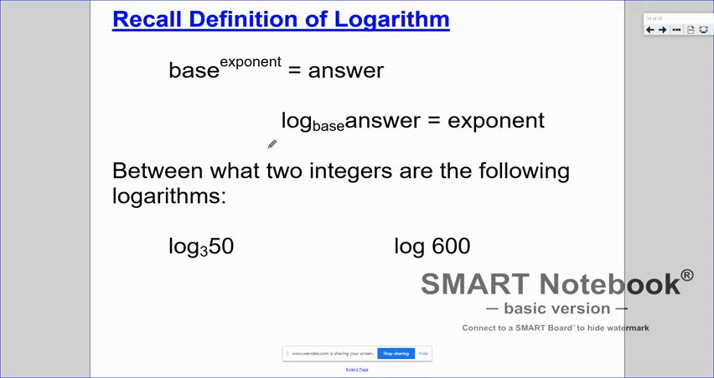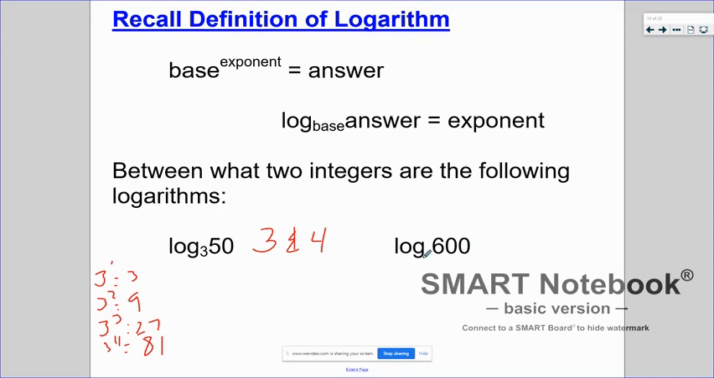Well, we could make a little list. So 3 to the 1 is 3, 3 to the 2 is 9, 3 to the 3 is 27, 3 to the 4th is 81. So if I want log base 3 of 50, that's telling me that I have an exponent that's going to be between 3 and 4. Because 3 to the 3rd is 27 and 3 to the 4th is 81.